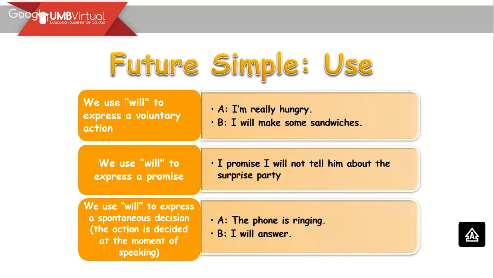So, we use will to express a spontaneous decision. The action is decided at the moment of speaking. The phone is ringing. I will answer. Okay, right there where you can see. So the phone is ringing. If you express a spontaneous decision, it is something that you're going to do right there at the moment of speaking. So, I will answer.